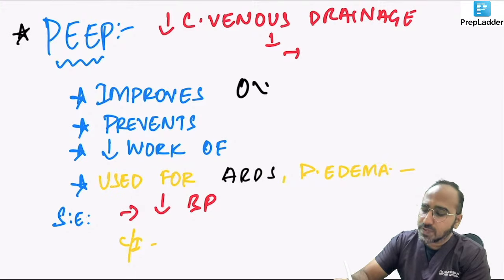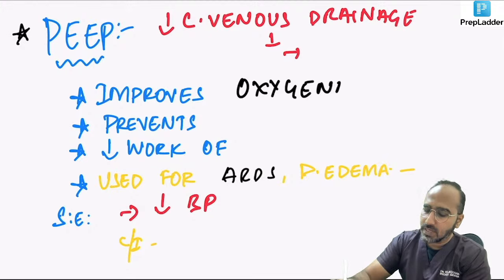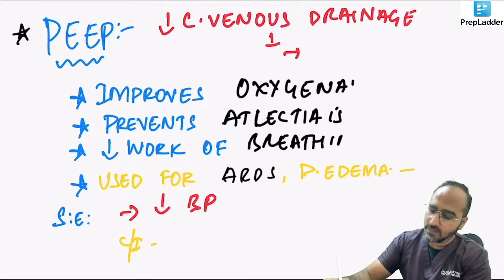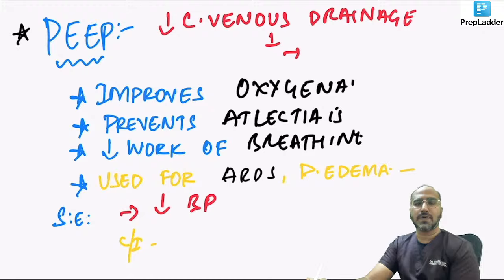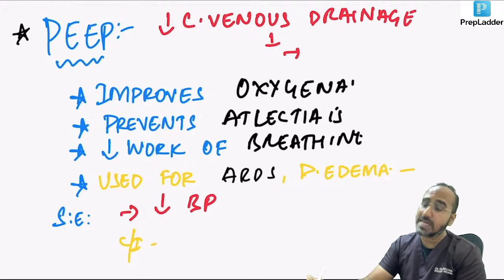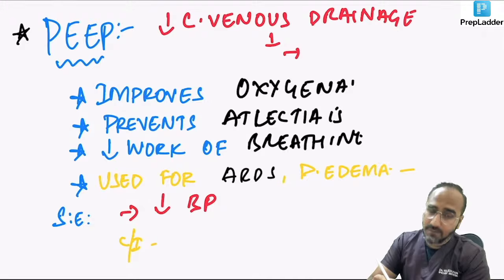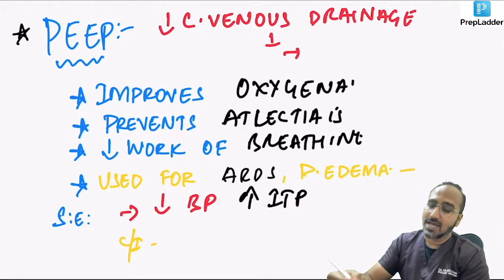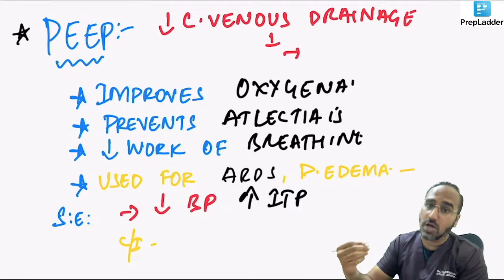PEEP improves oxygenation, prevents atelectasis, and decreases the work of breathing. Usually PEEP is used for ARDS and pulmonary edema. But remember, guys, if you give excess PEEP, what will happen? Intrathoracic pressure increases. Sometimes excess PEEP will also cause what?